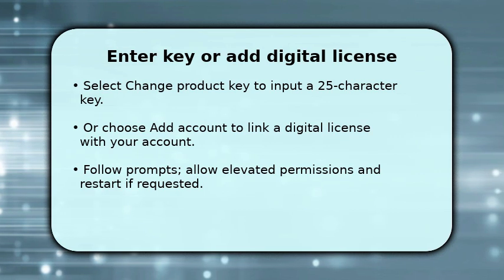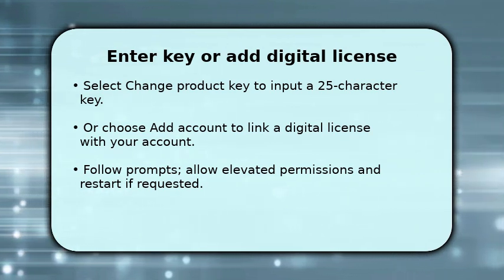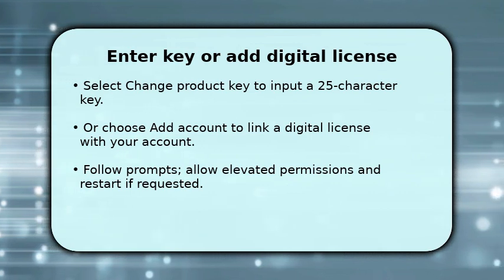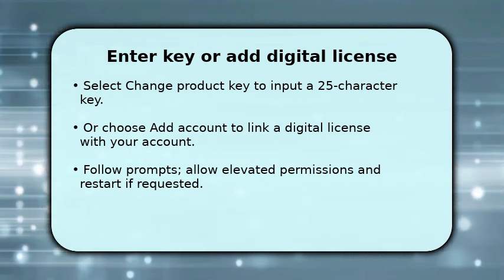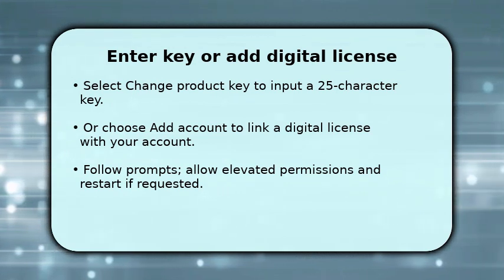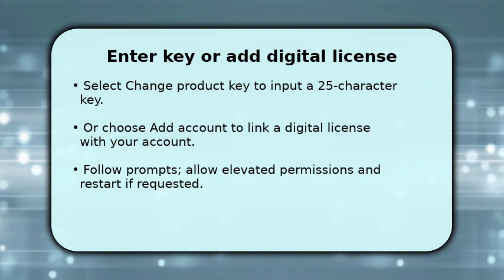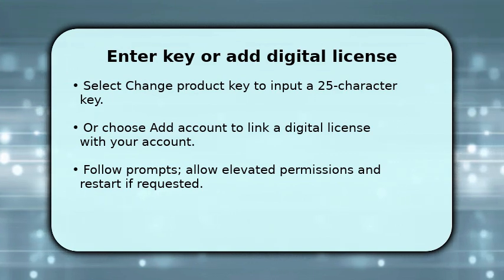Windows validates online. If using a digital license, click Add Account, sign into the same Microsoft account, and allow Windows to associate the device ID with that account. Make sure you accept prompts that require admin rights. Once Windows confirms activation, the license is stored in your account for future reactivation.